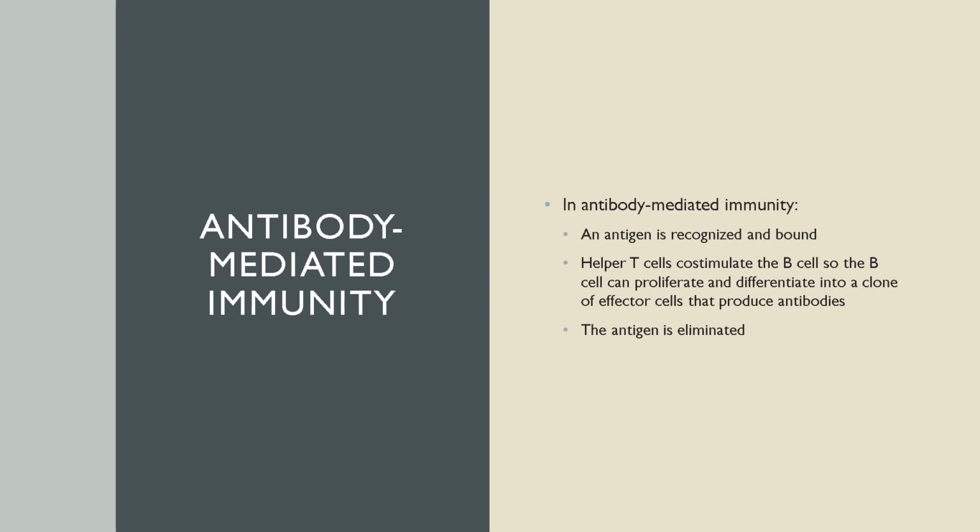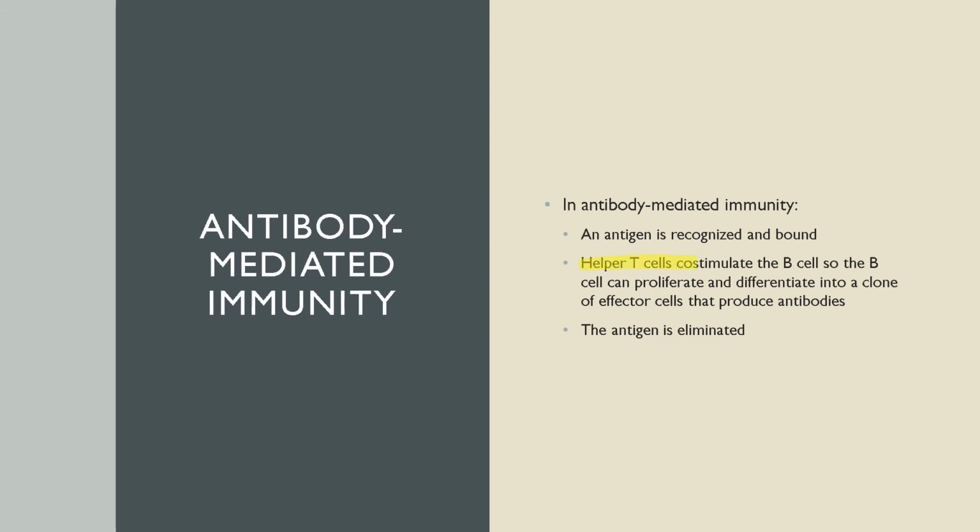Now, the body contains not only millions of different T cells, but also millions of different B cells. Each is capable of responding to a specific antigen. Now, cytotoxic T cells will leave lymphatic tissues to seek out and destroy a foreign antigen, but B cells, they stay put. In the presence of a foreign antigen, a specific B cell in a lymph node, the spleen or mucosa-associated lymphatic tissue will become activated. It will undergo clonal selection.